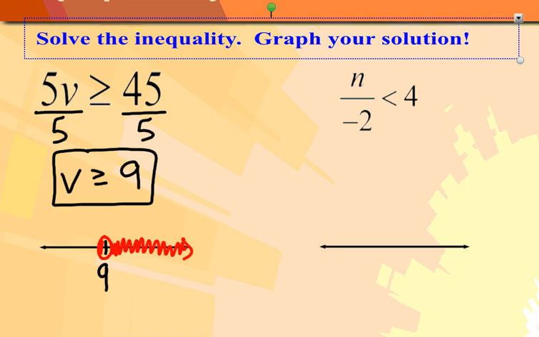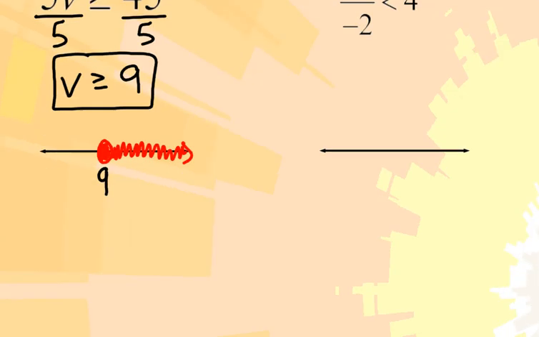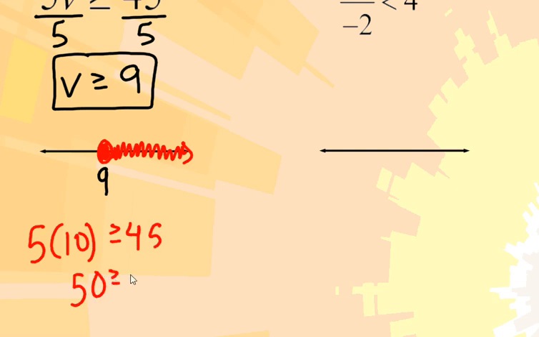And then I can be equal to 9, so I fill it in. How can you check? Pick any number bigger than 9. How about 10? 10 is easy to check. If I put 10 in, I get 5 times 10. Is that greater than or equal to 45? Yes, it is, because I get 50. 50 is greater than or equal to 45.